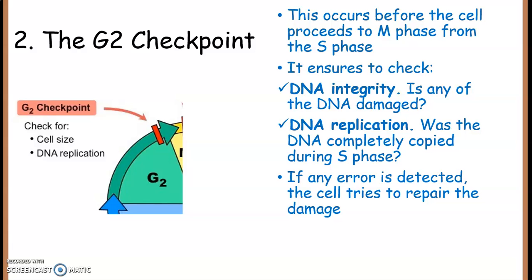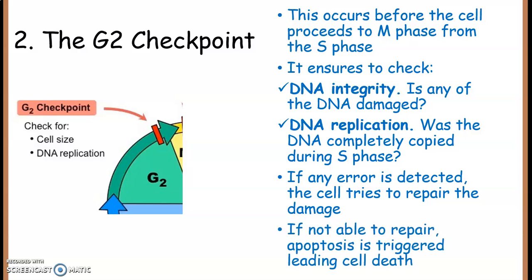If any such errors are detected, what will happen? The cell will try to repair itself. But if in any case it is not able to repair, apoptosis will be triggered. That means programmed cell death, and the cell will die, because we cannot pass a damaged cell and its progeny to the next generation, as it will give various health complications to the person.